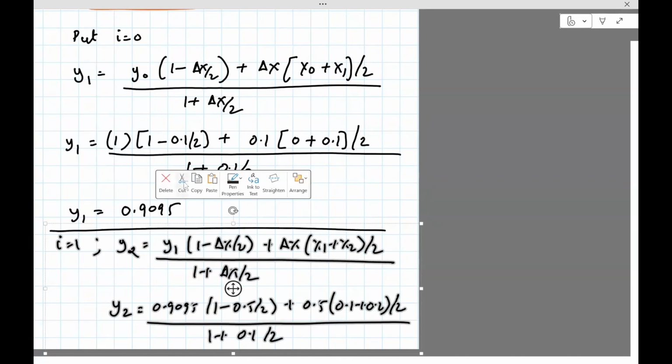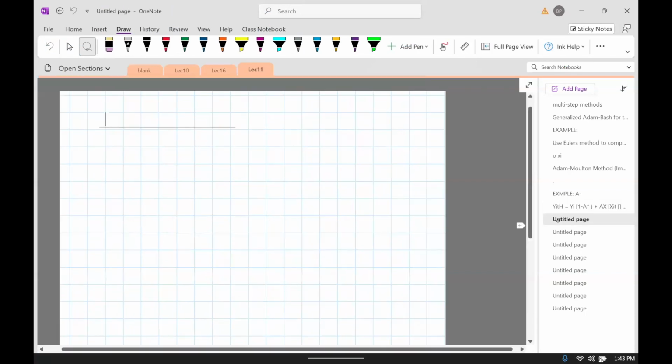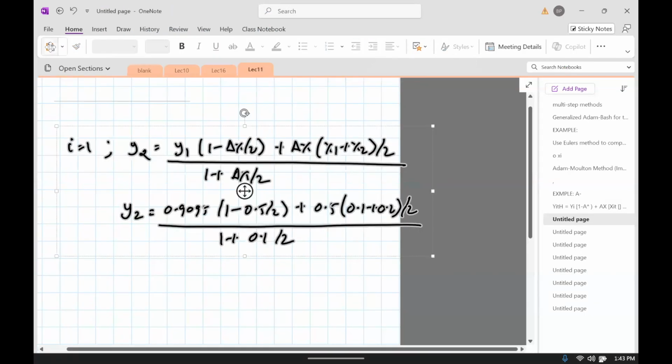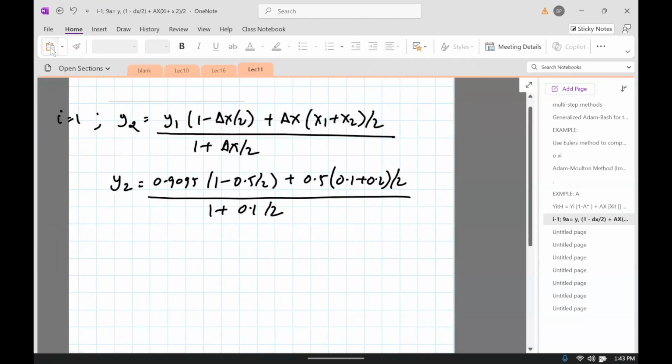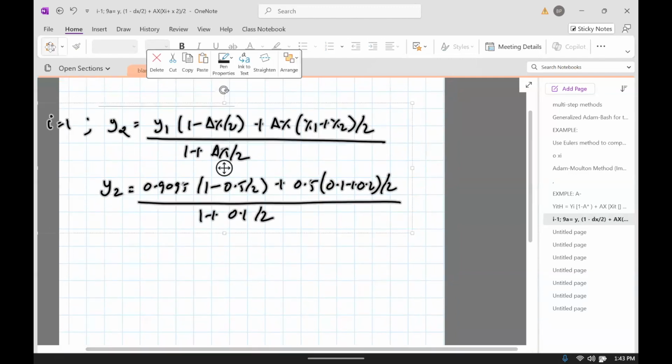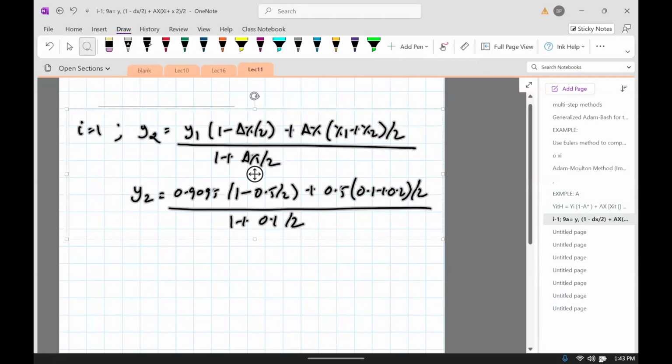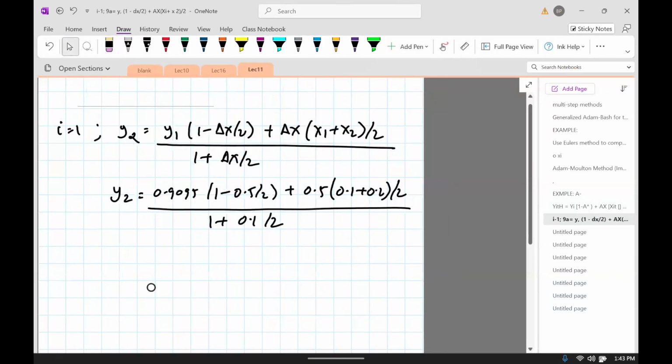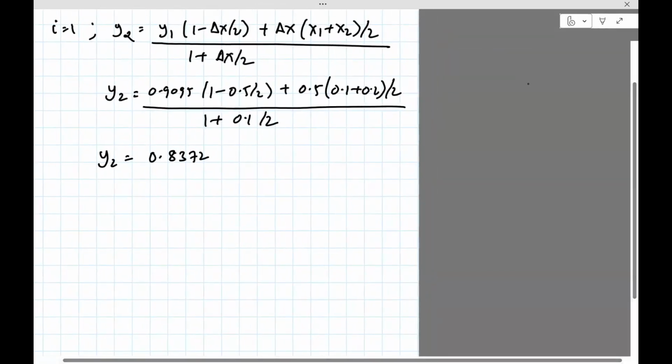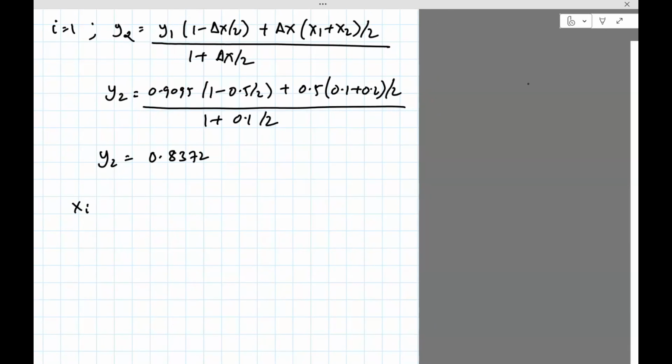Okay, again, everything on the right side is known, so we can compute y2. It comes out to be 0.8372. So what I'm going to do is give you a table, and you should do the calculations beyond the ones I did here in class.